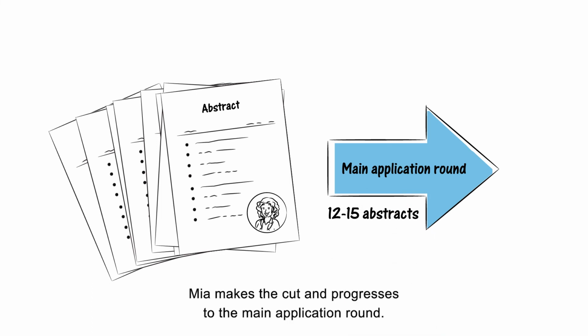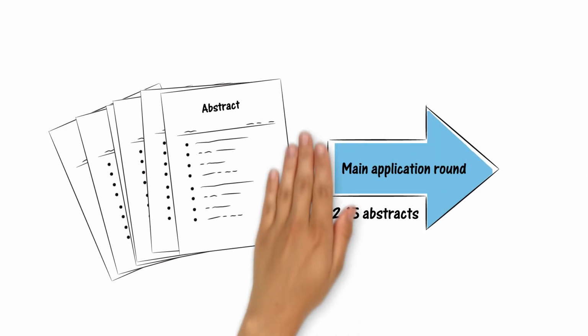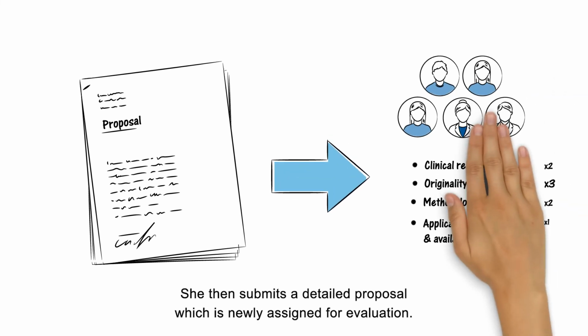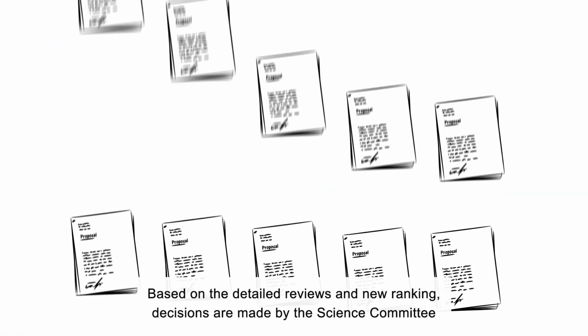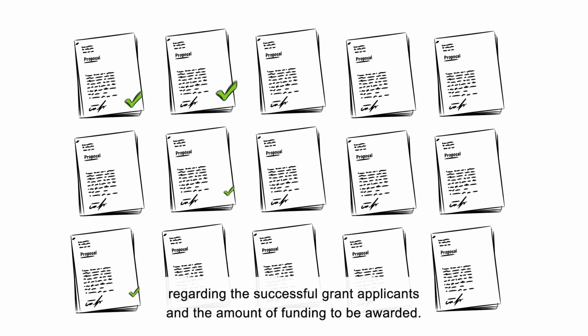Mia makes the cut and progresses to the main application round. She then submits a detailed proposal, which is newly assigned for evaluation. The budget is added as an additional criterion for assessment. Based on the detailed reviews and new ranking, decisions are made by the Science Committee regarding the successful grant applicants and the amount of funding to be awarded.